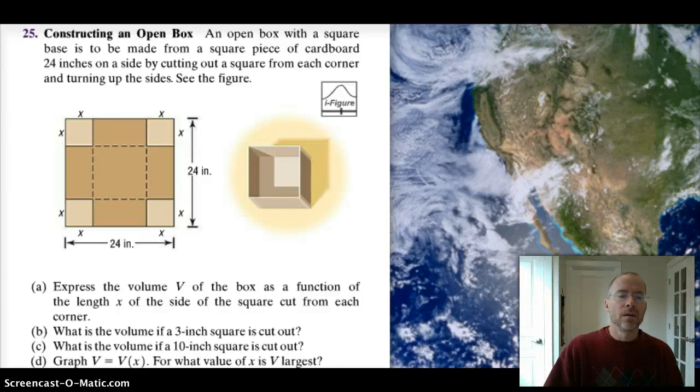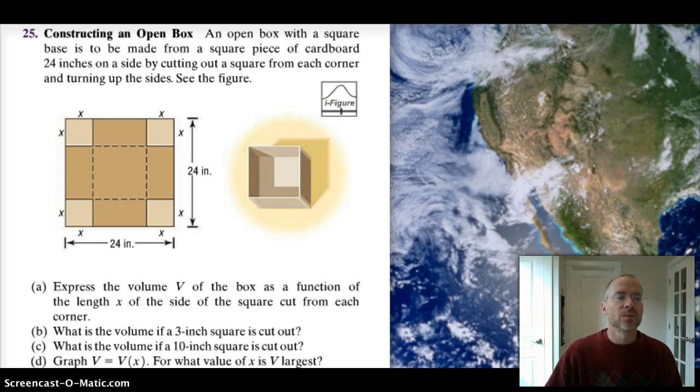Hello everyone. Here's an example from section 2.6 where you are building mathematical models, building functions and using them to solve applied problems. Number 25, section 2.6 number 25 is called constructing an open box.